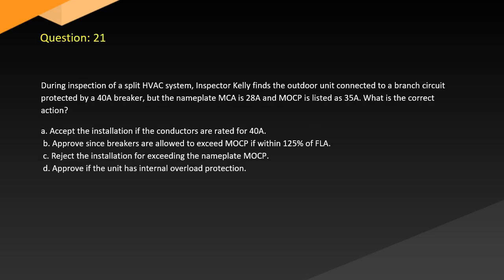Question 21. During inspection of a split HVAC system, Inspector Kelly finds the outdoor unit connected to a branch circuit protected by a 40-amp breaker, but the nameplate MCA is 28 amps and MOP is listed as 35 amps. What is the correct action? A. Accept the installation if the conductors are rated for 40 amps. B. Approve since breakers are allowed to exceed MOP if within 125% of FLA. C. Reject the installation for exceeding the nameplate MOP. D. Approve if the unit has internal overload protection.